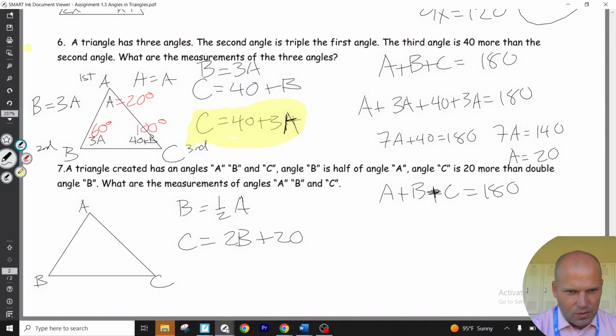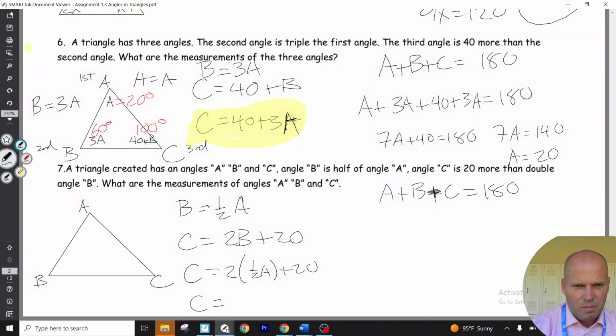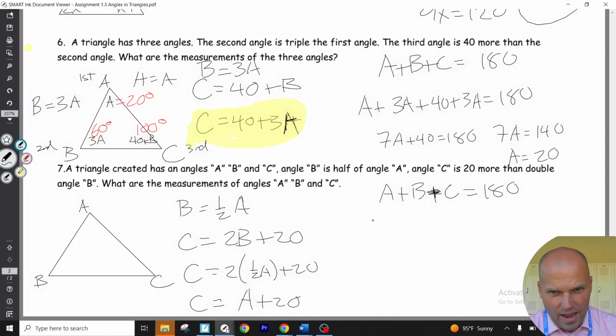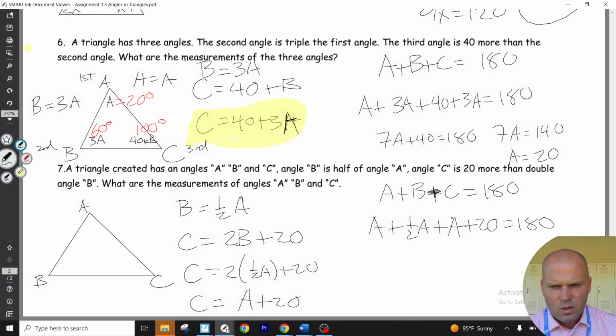But I also know that B is a half of A, so C is 2 times a half of A plus 20. Or if B is half of A and C is double B plus 20, well, that means C is going to just be 2 times a half A plus 20. And now we have an equation just with A's. We have A plus angle B, which is a half of A, plus angle C, which ends up being A plus 20, equals 180. We have 2.5 A's, so that's 5 halves A.